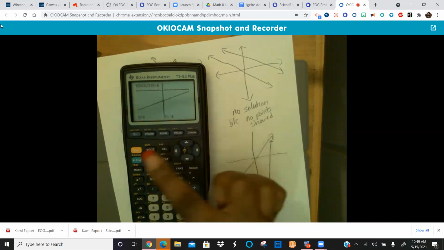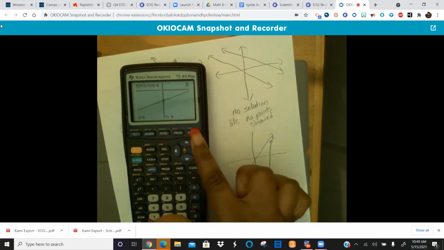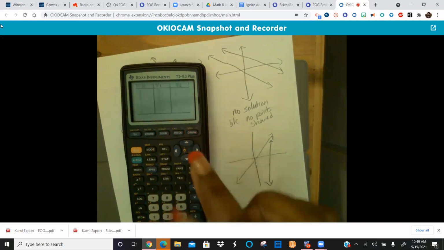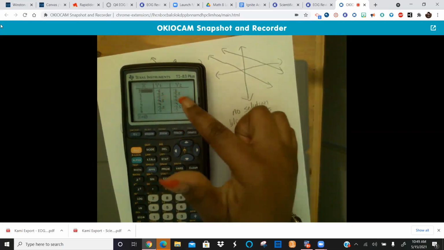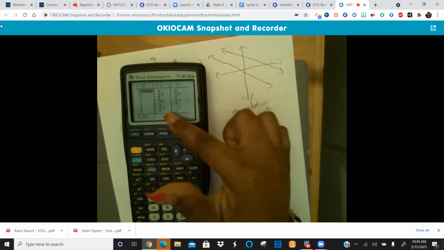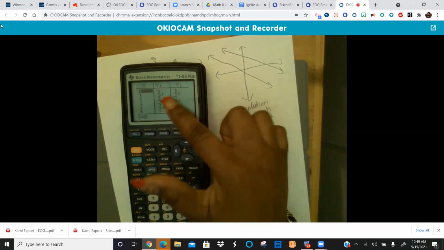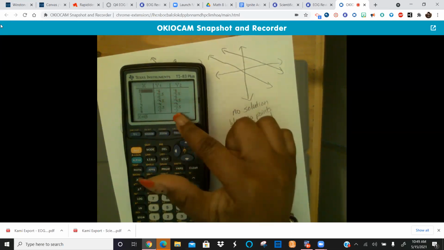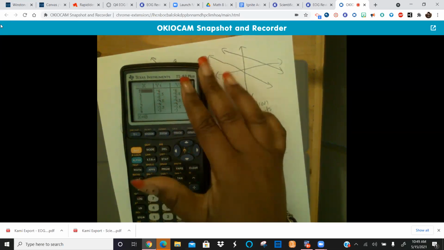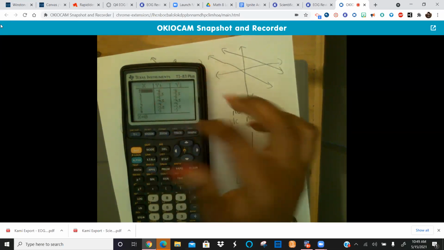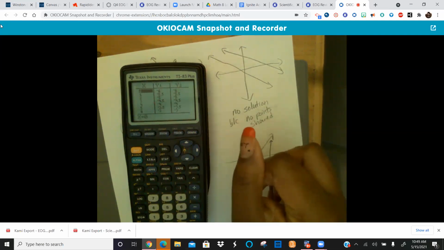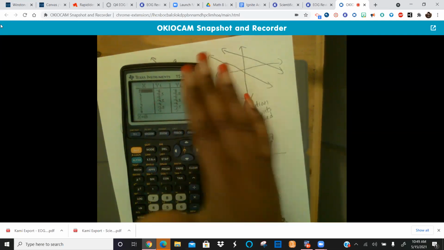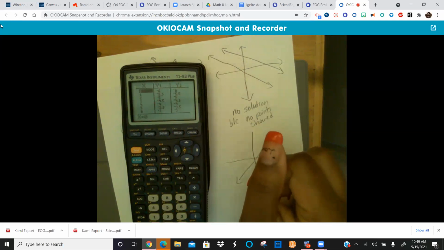And if you need to see the table, you can go to second table. Both tables are going to show up for both functions. And you can see the numbers are the same for both equations. The y values are the same for both equations. So this one is infinitely many because all the points are the same on both lines. Okay. Any questions, comments, or concerns about that?